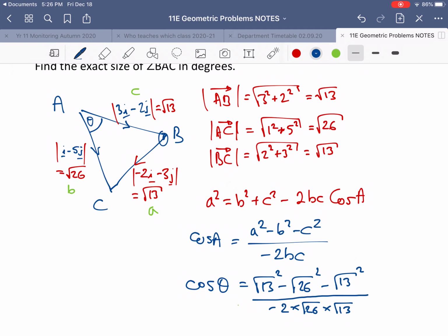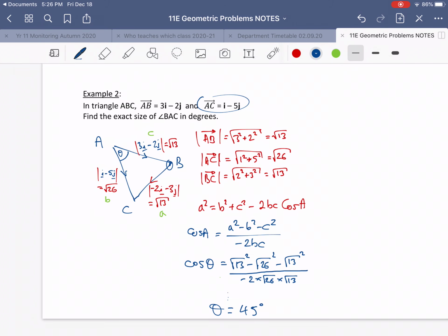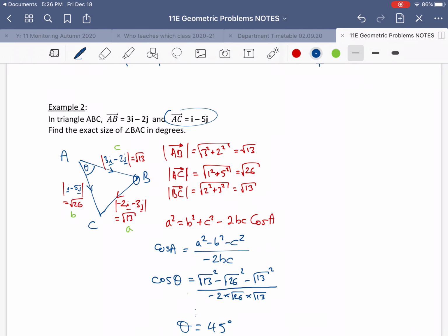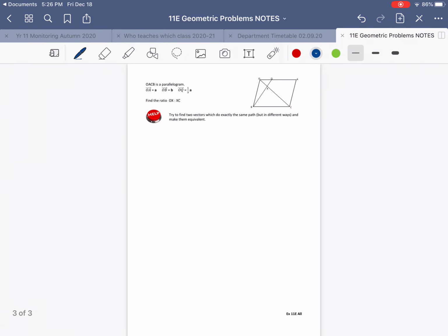So you work all that out, you then inverse cos both sides, and then you end up with the fact that theta is 45 degrees. So you worked it out. Okay, this is part one of the video now, and later the next video will be talking about the next two examples.